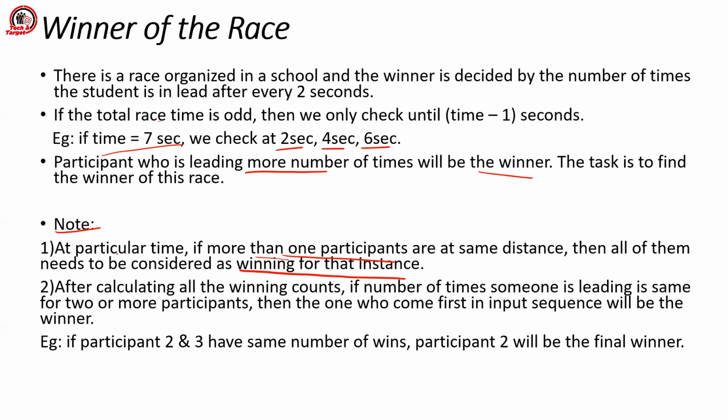Winning for that instance. Now, there is also one more note which says, after calculating all the winning counts, if the number of times someone is leading is same for 2 or more participants, then the one who comes first in the input sequence will be the winner. If participant 2 and 3 have same number of wins, participant 2 will be the final answer. Now, what is this note? So this note says that after creating your final counts array, how many times each person has led, you may come across a situation where the second person as well as the third person are leading same number of times, right?